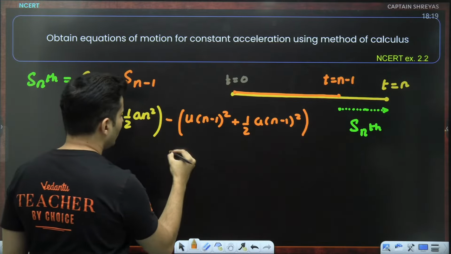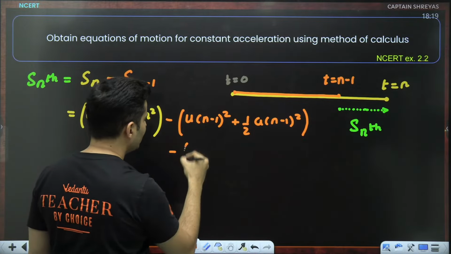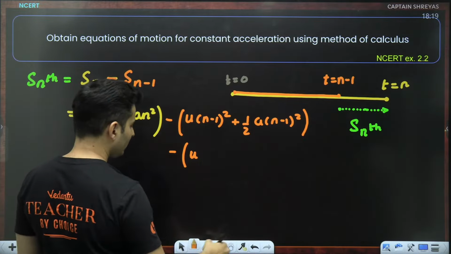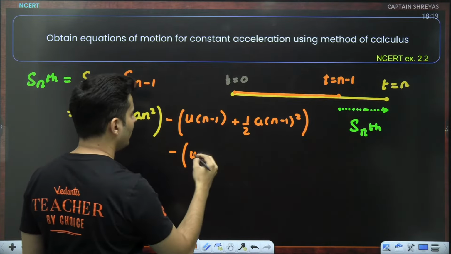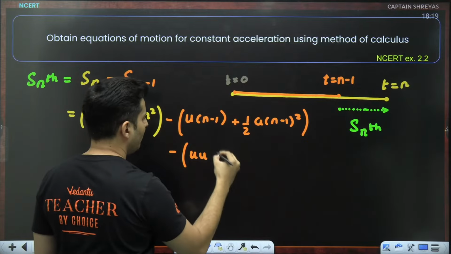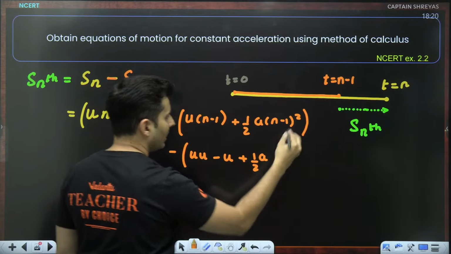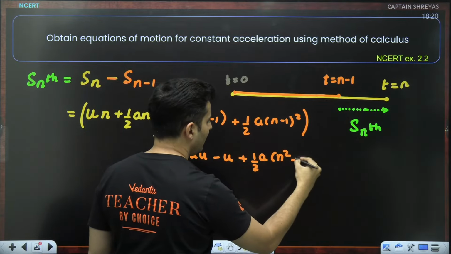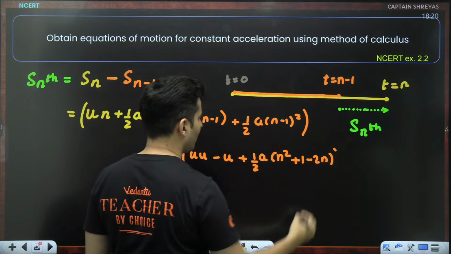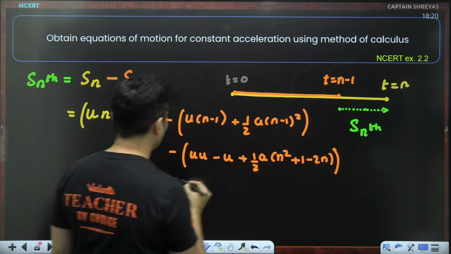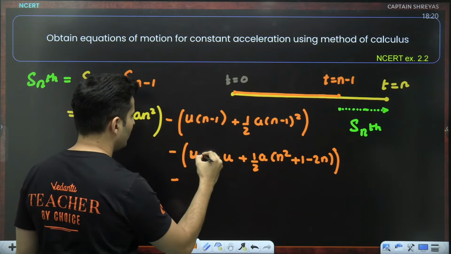That's it. So I think we should expand this because this is fine. This is the main problematic part. So this will be u, so it's ut plus half at square. So this will be un minus u plus half into a. N minus 1 whole square is n square plus 1 minus 2n using a minus b whole square formula. Okay, so this is what I will get over here. So next step, so what did I put u for? This is u into n.